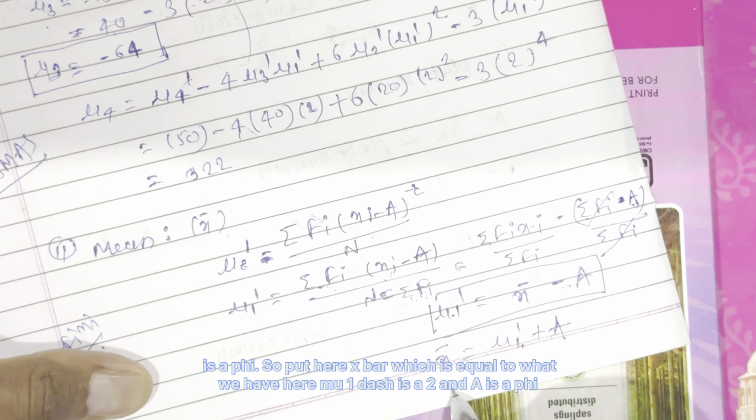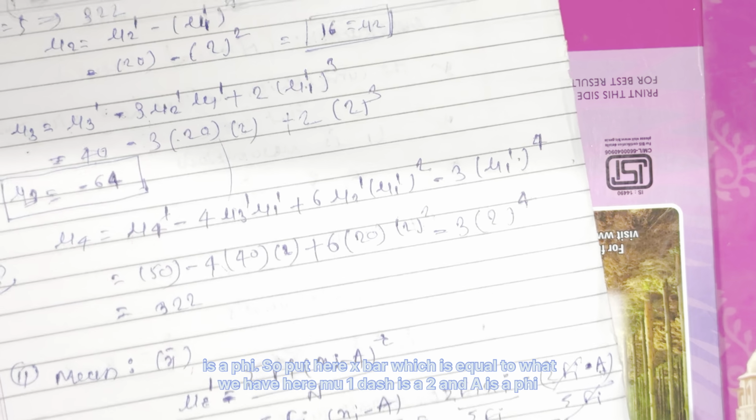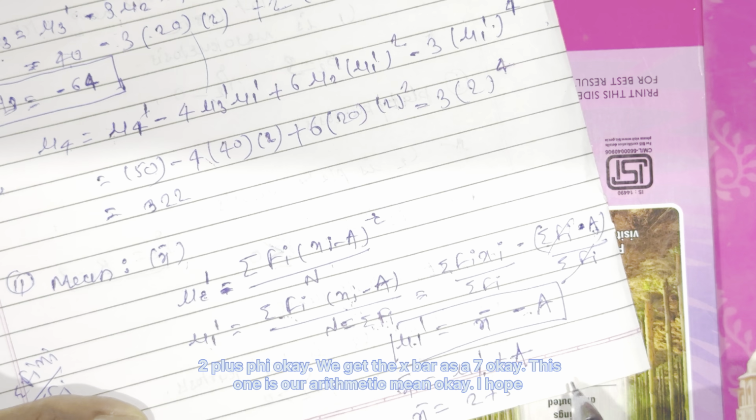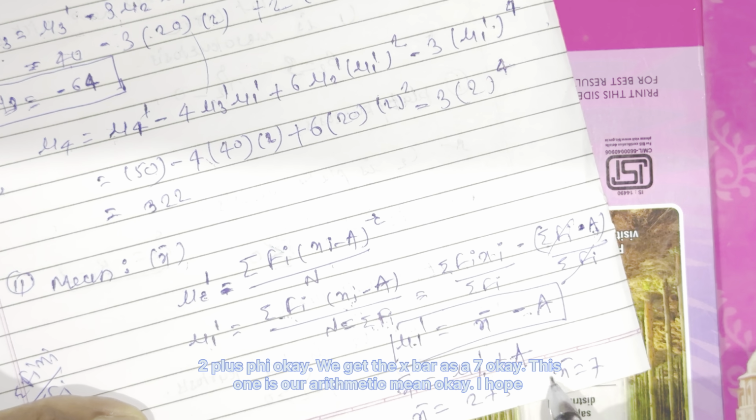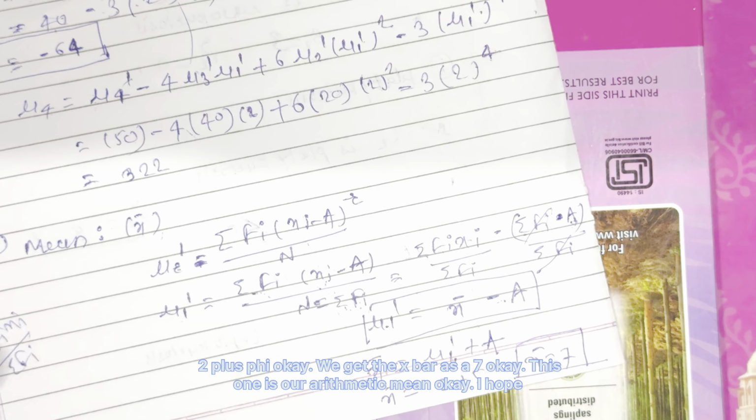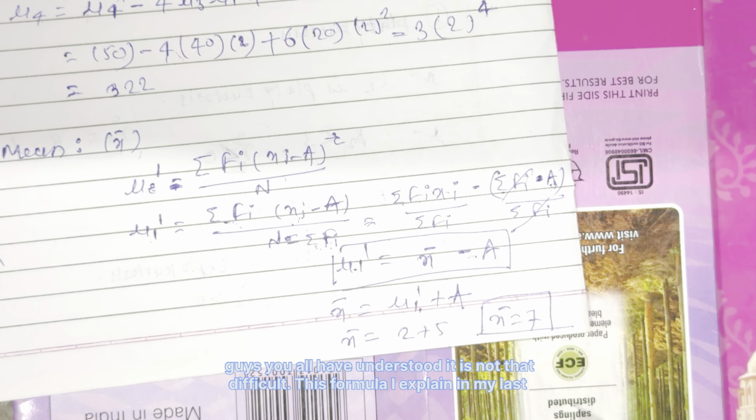So put here x bar, which is equal to what we have here: mu1 dash is 2 and a is 5. 2 plus 5. Okay, we get x bar as 7. This one is our arithmetic mean. I hope you all have understood.